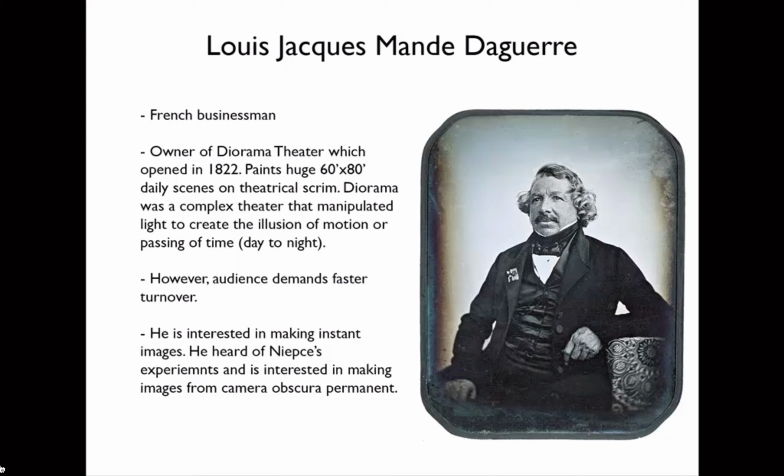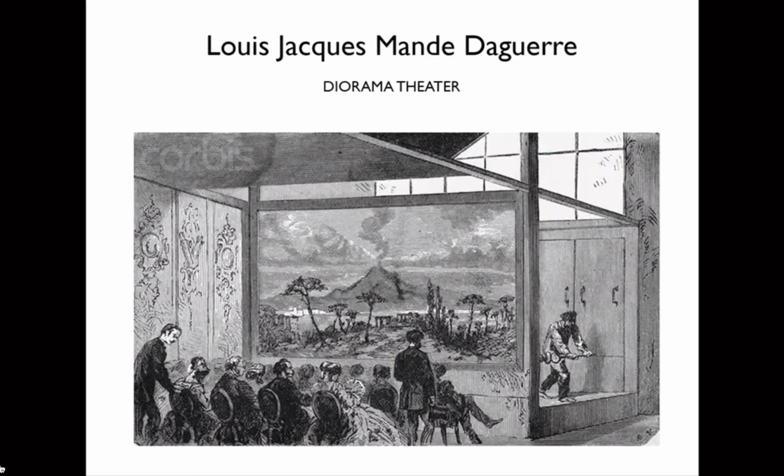Now, let me just show you what it looked like. So this was a representation of the diorama theater in which we have this theatrical screen with a scene. There would be people behind it. The orchestra would play. They would make sounds. They would follow the way the scene would change, for example, from day to night. The audience would observe something that would have lasted for maybe 12, 13, 14, 20 hours, compressed into maybe a half hour or an hour long scene.